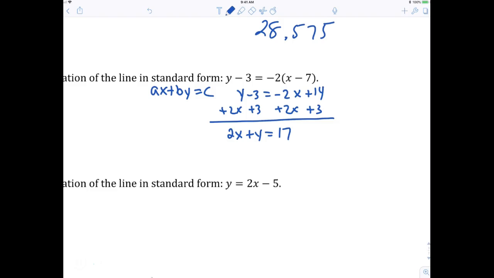x cannot be negative. That's right. Make yourself a note. x can't be negative and no fractions. All right?